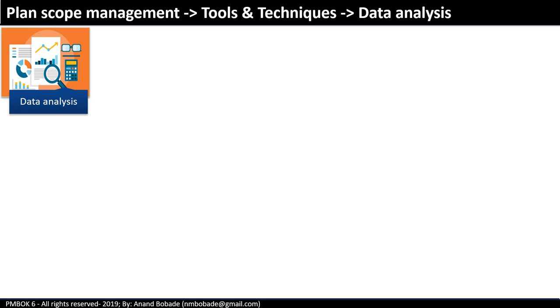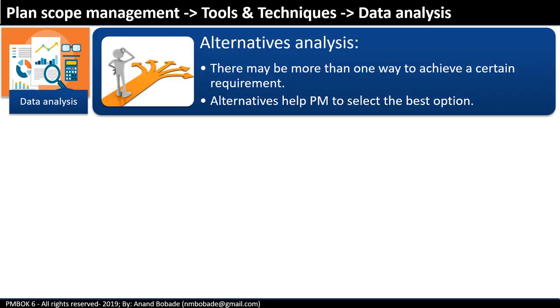Data analysis. A data analysis technique used in this process is alternative analysis. There may be more than one way to achieve a certain requirement, and after brainstorming, a decision has to be taken about which alternative the project will pursue. And this is where alternative analysis helps the project manager to reach agreement between various stakeholders.